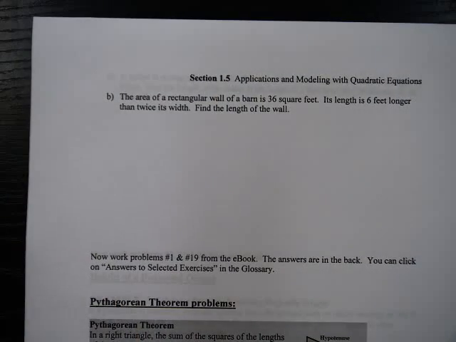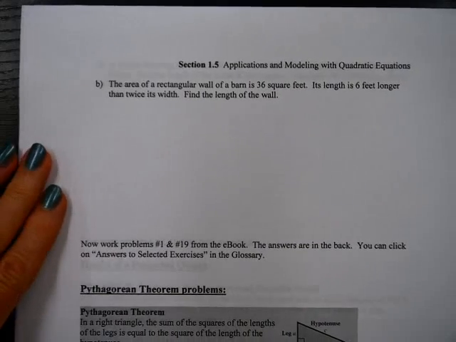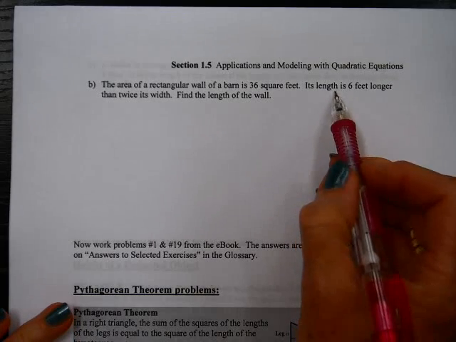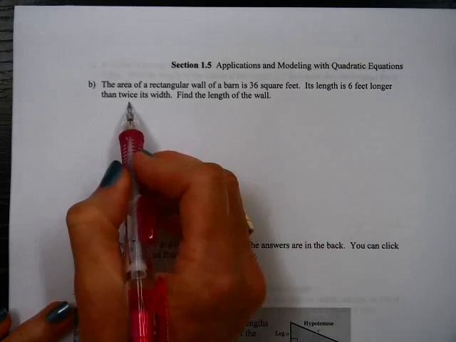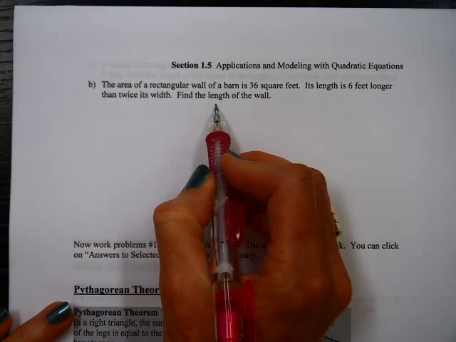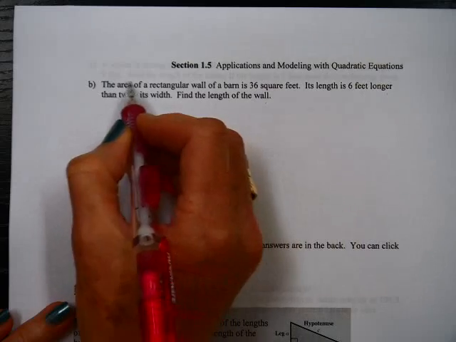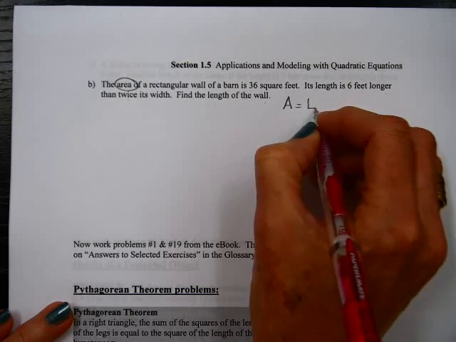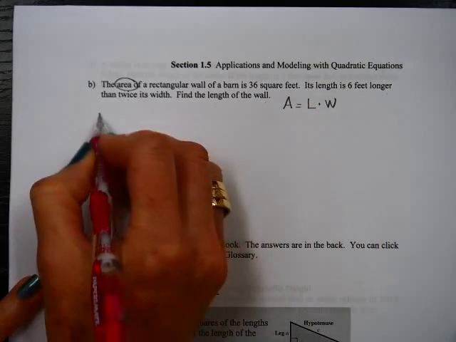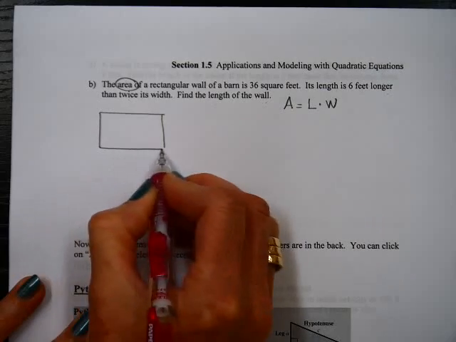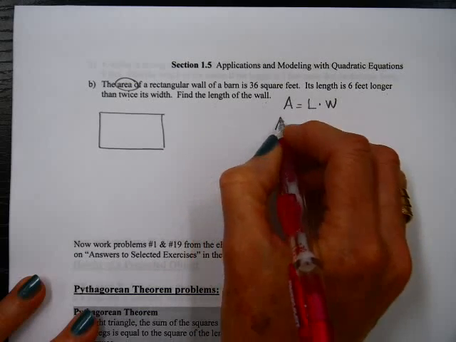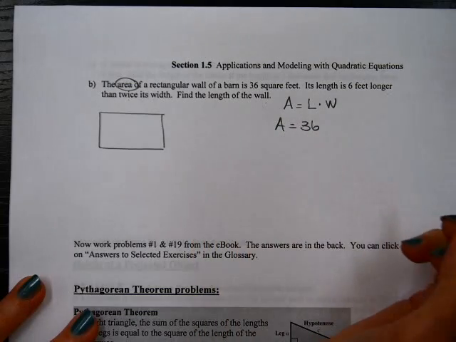Okay, our next problem, another geometry problem. The area of a rectangular wall of a barn is 36 square feet. Its length is 6 feet longer than twice the width. Find the length of the wall. Again, area of a rectangle. So we know area is length times width. Let's draw our picture. Here's the wall in the barn. The area is 36 square feet, so we know area is equal to 36.